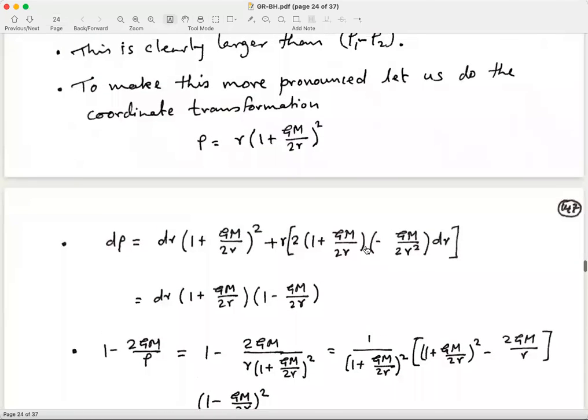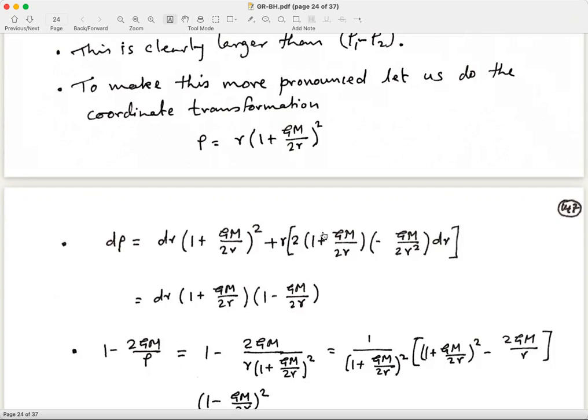the metric. So to do that, let's write down d rho. d rho would have a contribution from the first term, which will be dr times (1 plus GM upon 2r) whole squared. The second term is when this varies, and that is r times 2 times (1 plus GM by 2r) times minus GM upon 2r squared times dr. You can massage this expression and check that you can write this as dr into (1 plus GM upon 2r) times (1 minus GM upon 2r). Doesn't look obvious, but if you stare at it for a minute, you'll see it.